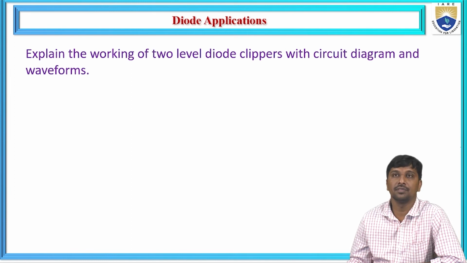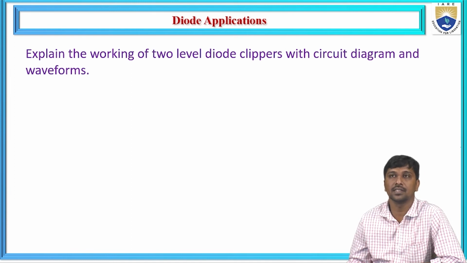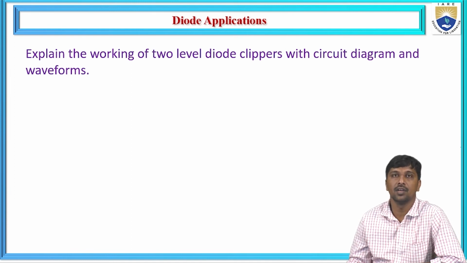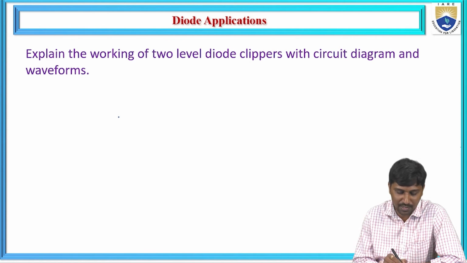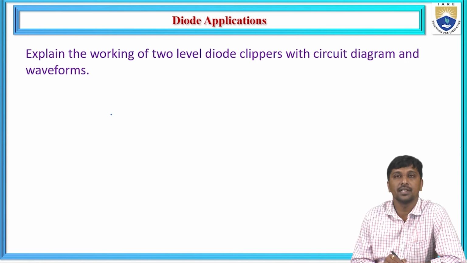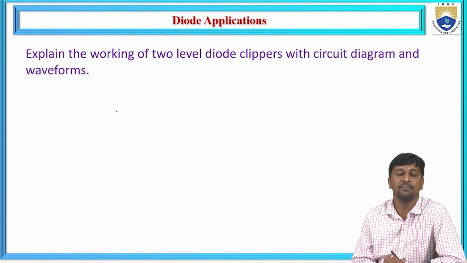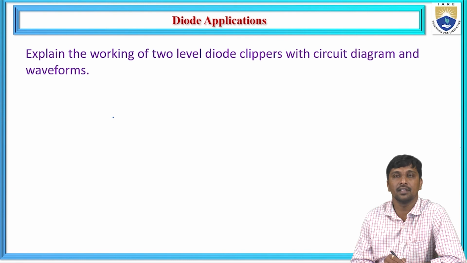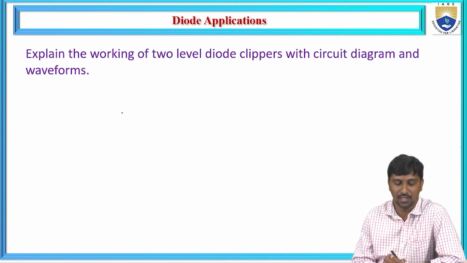And explain the working of two-level diode clippers with a circuit diagram and waveform. So two-level clippers means, the clipper can be used to attenuate some portion of the given arbitrary waveform, either in the positive portion or a negative portion. So in this case, the two-level clipper means we are attenuating the positive peak as well as the negative peak.